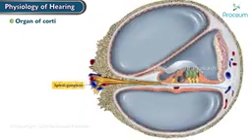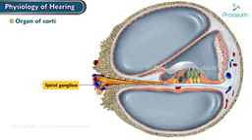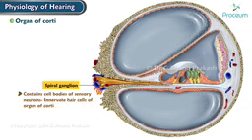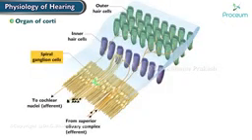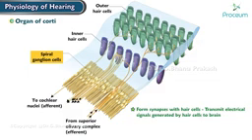The spiral ganglion. The spiral ganglion contains the cell bodies of the sensory neurons that innervate the hair cells of the organ of Corti. These sensory neurons are known as spiral ganglion neurons, and they form synapses with the hair cells to transmit the electrical signals generated by the hair cells to the brain.